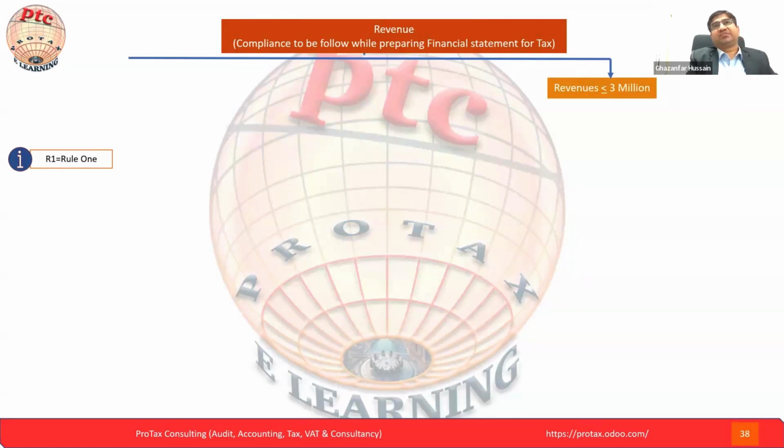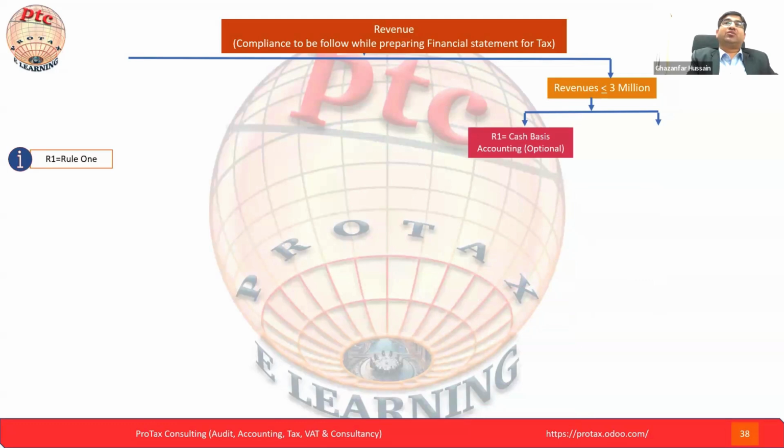So let's start with the first point, the revenue. To prepare the financial statement, or to avail any kind of relief or any tax-related calculation, we have to go as per IFRS. We have to prepare the financial statement as per IFRS. Now, if our revenue is less than 3 million, we are mentioning rule number 1 and rule number 2 in that format for our understanding.